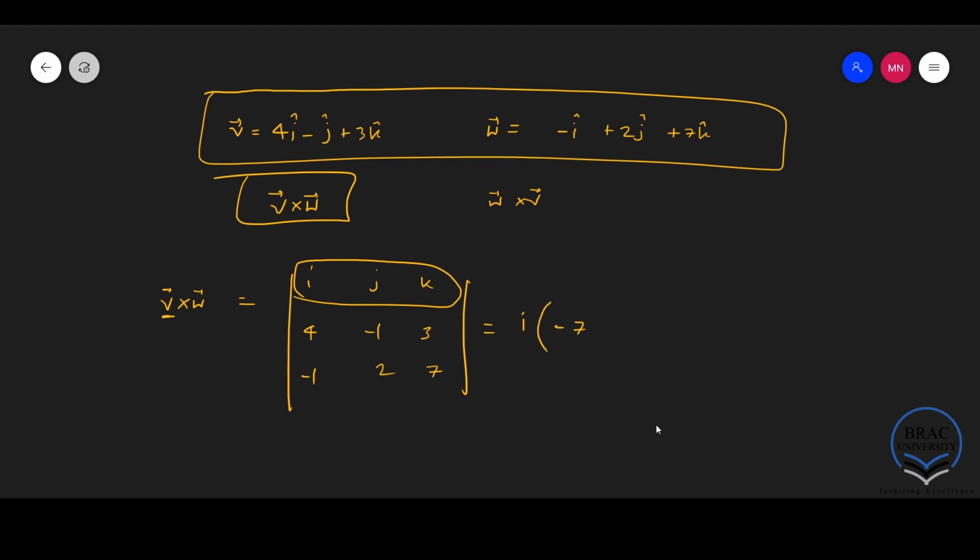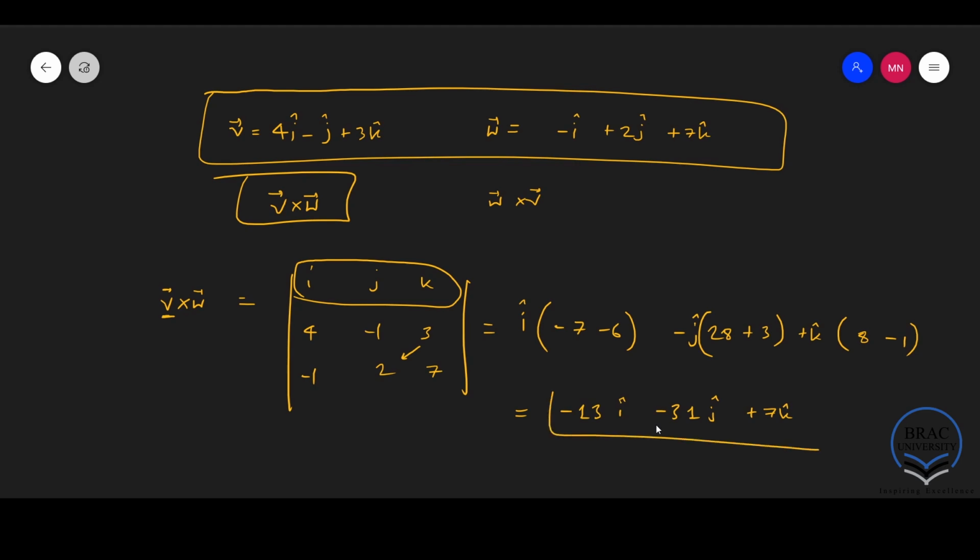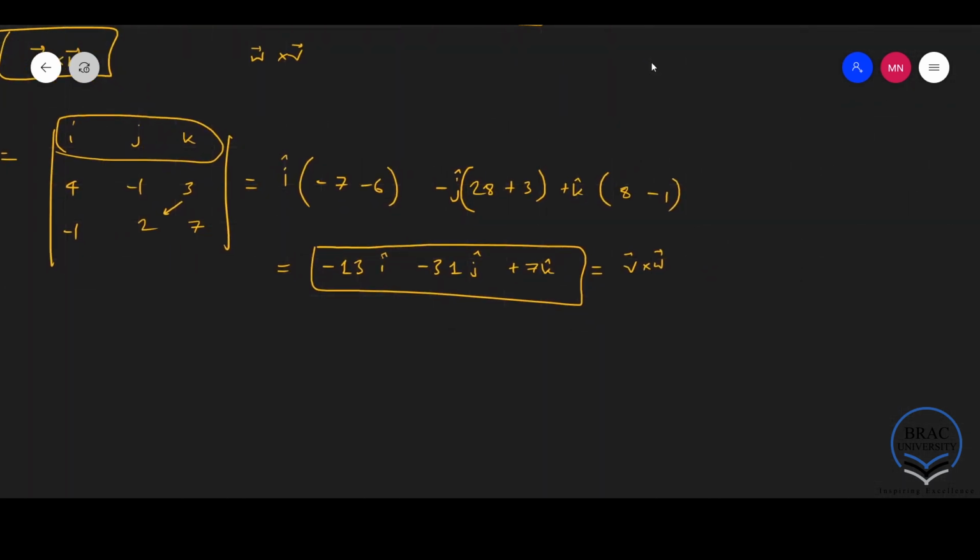We have minus 7. Then we have minus 6 minus j times 4 times 7, which gives us 28, minus minus 1 times 3, which gives us plus 3. Then we have plus k times 8 minus 1, right? So this is just equal to minus 13i minus 31j plus 7k, right? So we get this vector, which is equal to v cross w, right? So now let's find w cross v.